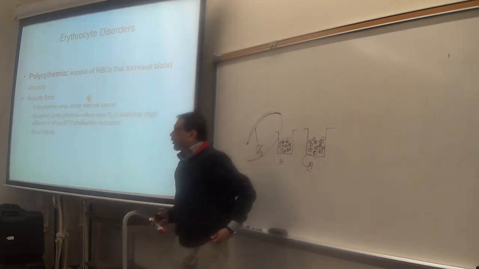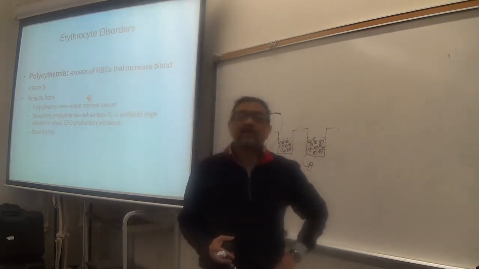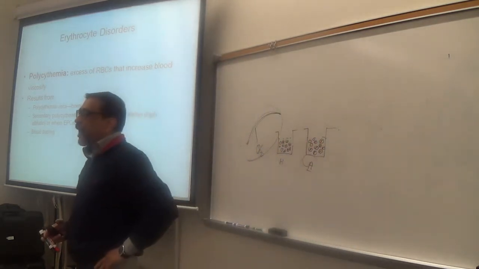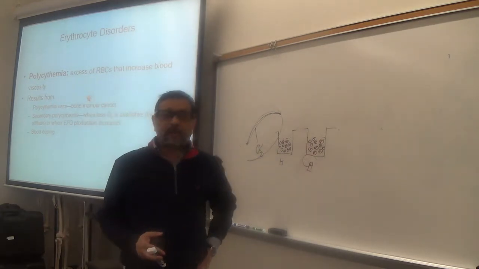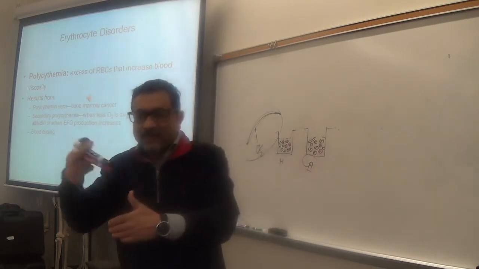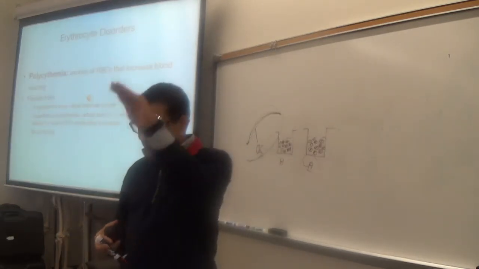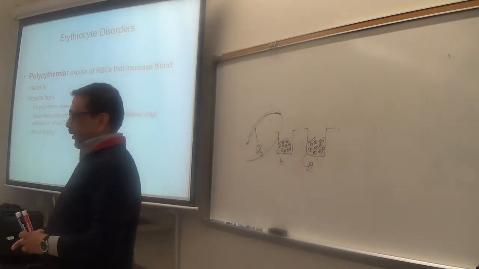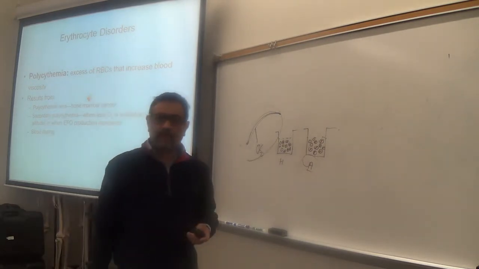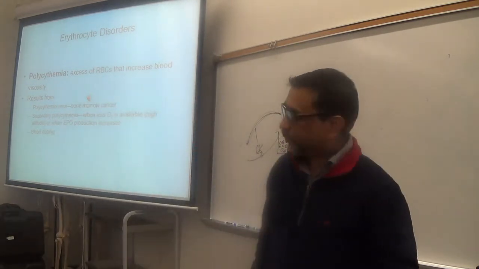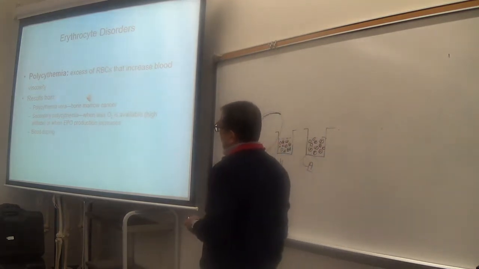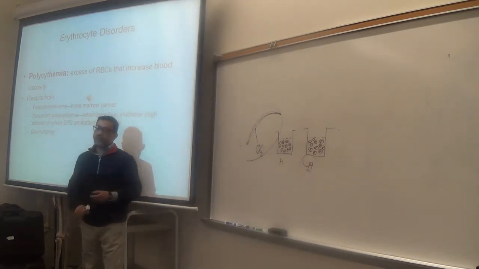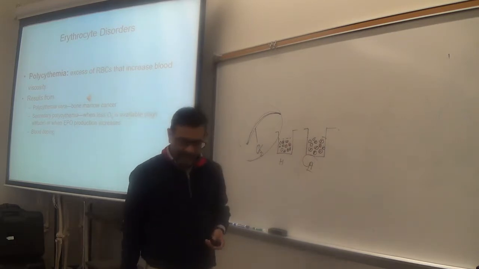Now we'll talk about another condition called polycythemia. Polycythemia is an abnormally high number of red blood cells. So it's kind of opposite of anemia, right? In anemia, one type is decreased red blood cells, and polycythemia is an abnormally high number of red blood cells in the blood. Now, what can cause an abnormally high number of red blood cells?